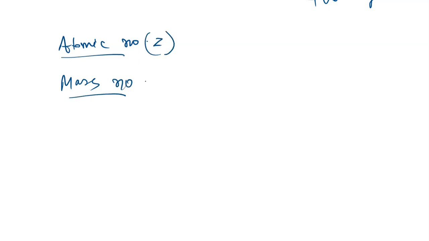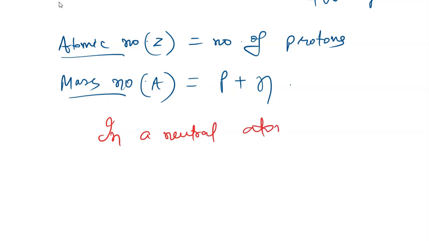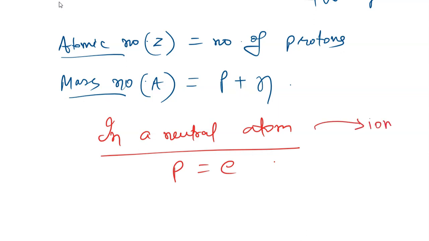In the previous unit we have also discussed what is atomic number and what is mass number. Atomic number is the number of protons, and mass number, represented by A, is the sum of the number of protons and neutrons. In a neutral atom, the number of protons will be equal to the number of electrons. But if the atom is not neutral, then it is an ion. We also saw the reason for the formation of ions in the previous chapter.